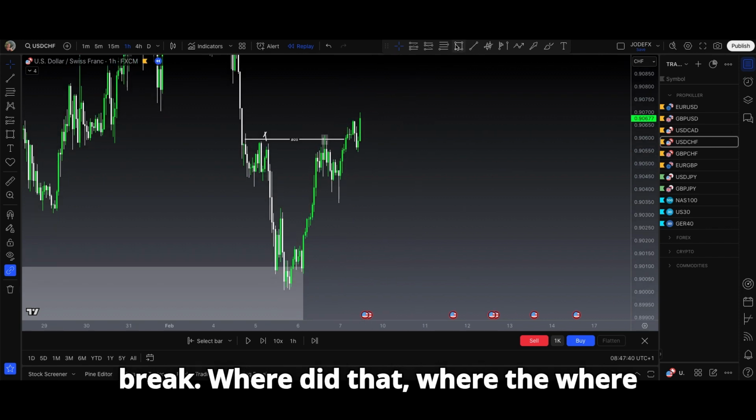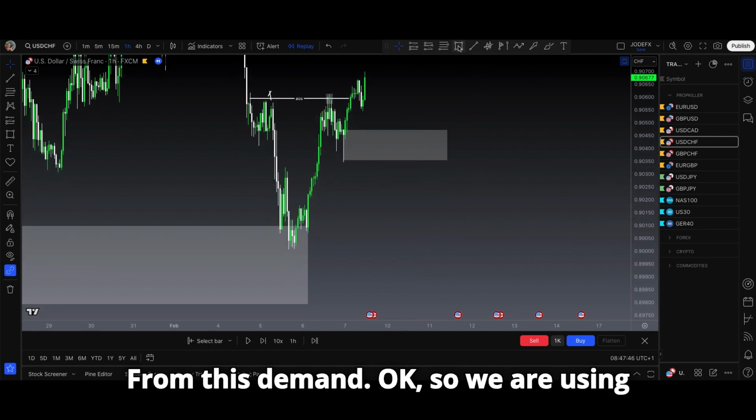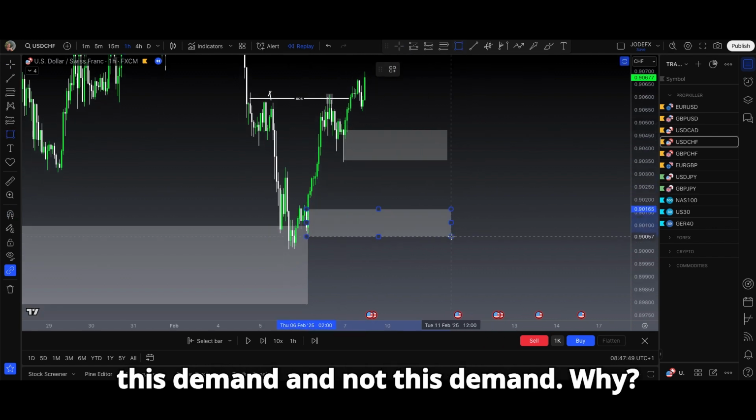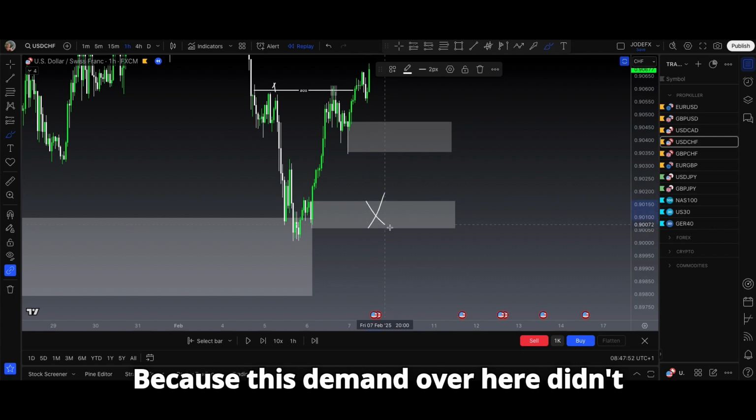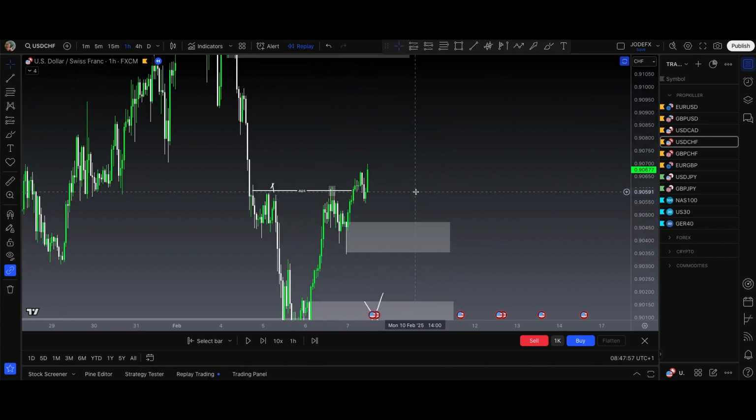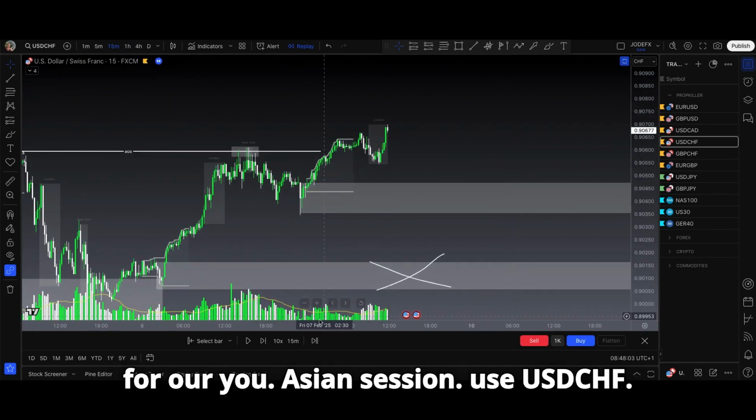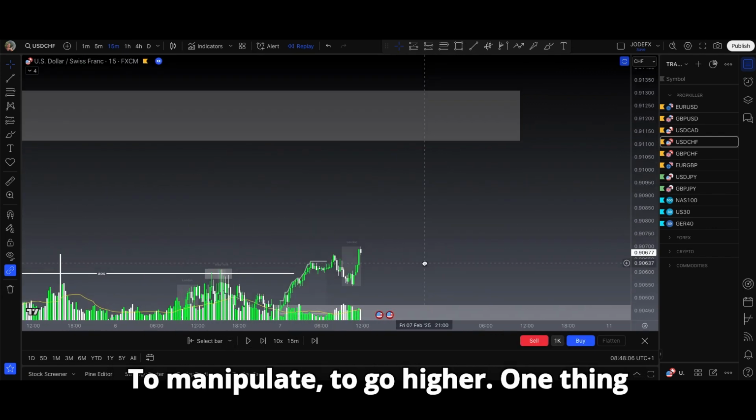Where did that structural break come from? From this demand, okay? So we are using this demand and not this demand. Why? Because this demand over here didn't break our structure. This one did. So what do we do next? We wait for our Asian session to manipulate, to go higher.